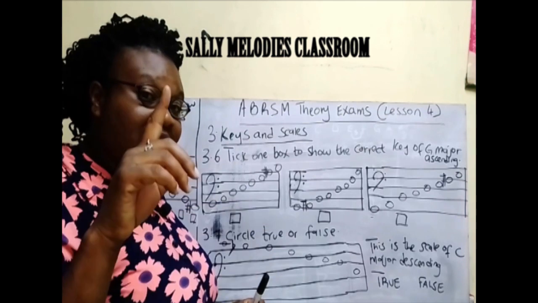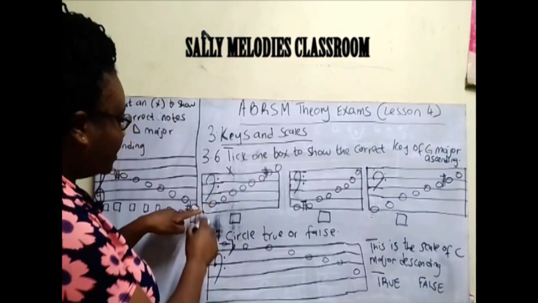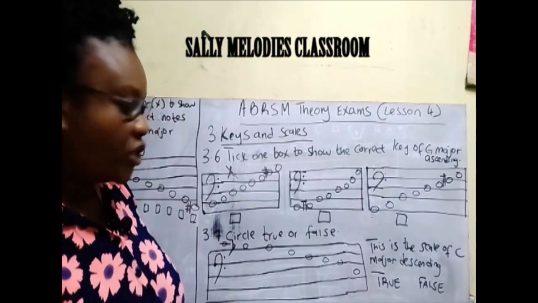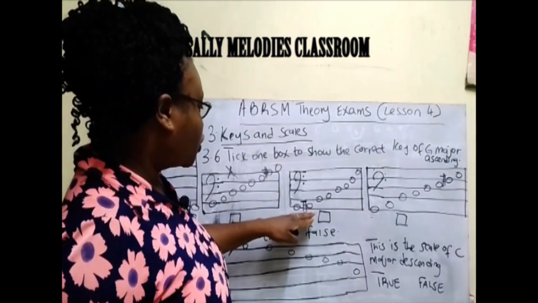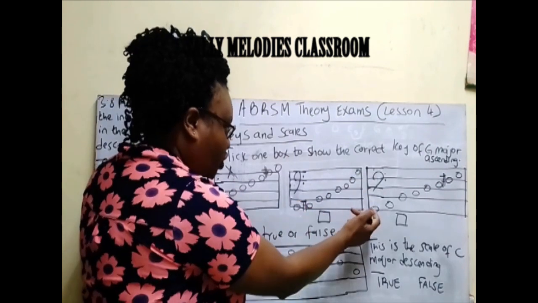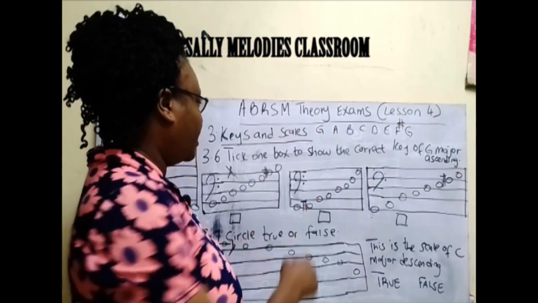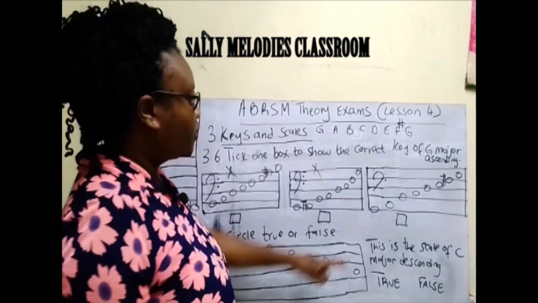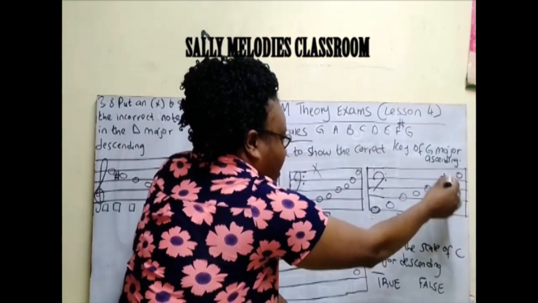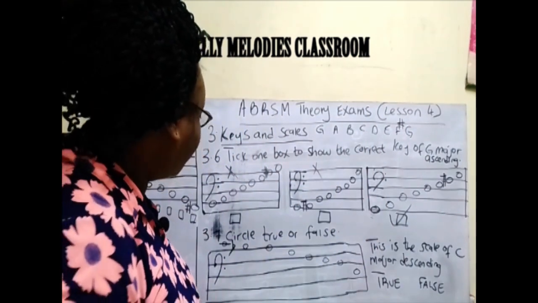You are being told to tick one box to show the correct key of G major ascending. Remember, there is ascending and there is descending. This one can't be true because they have not started on G. You just ignore in order to save time. So you are working in between these two. They are starting on G, but only one should be correct. They have put the sharp on A, so it can't be this one. You proceed to the next one. It's a G scale, and then the sharp has been placed on F. That is your answer, and then you get your 1 mark.